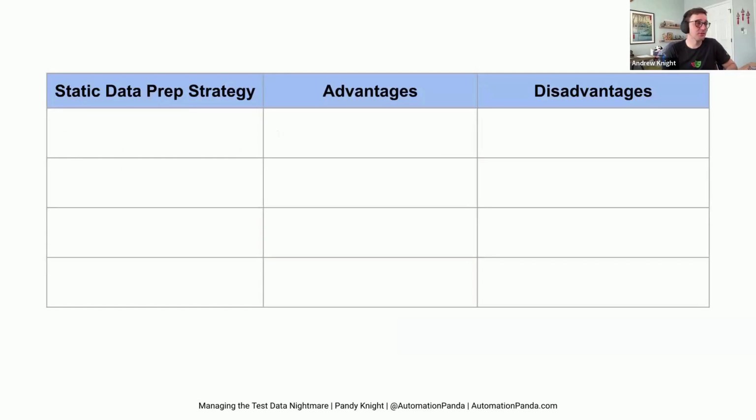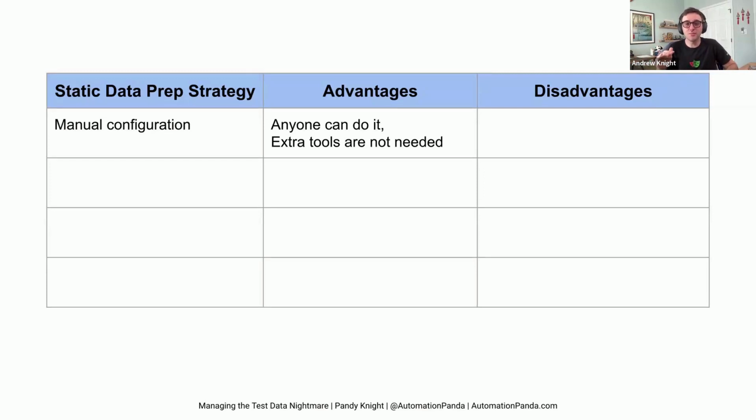The simplest data prep strategy for static data is manual configuration. That's exactly what it sounds like. Testers log into the system and manually create whatever records need to be in the system. This could be things like creating users, configuring settings, and saving records. The nice thing about manual configuration is that it's low tech. Anyone can do it. Unfortunately, it does not scale well for larger systems because it is rather slow. Furthermore, manually configured systems can easily fall into disrepair without any automated mechanisms for maintenance.